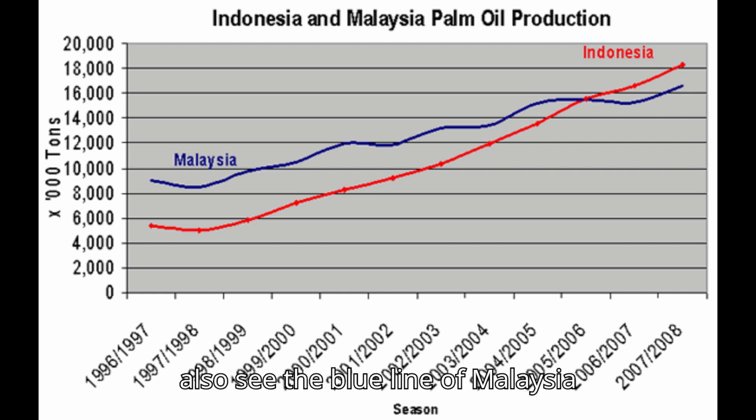We can also see the blue line of Malaysia rises from the lowest point, about 8.5 million tons in 1997 and 1998, to the highest point, about 16 million tons in 2007 and 2008. And Malaysia is always higher than Indonesia, until 2005 or 2006. After that, Indonesia is higher than Malaysia. In conclusion, this chart is very informative.